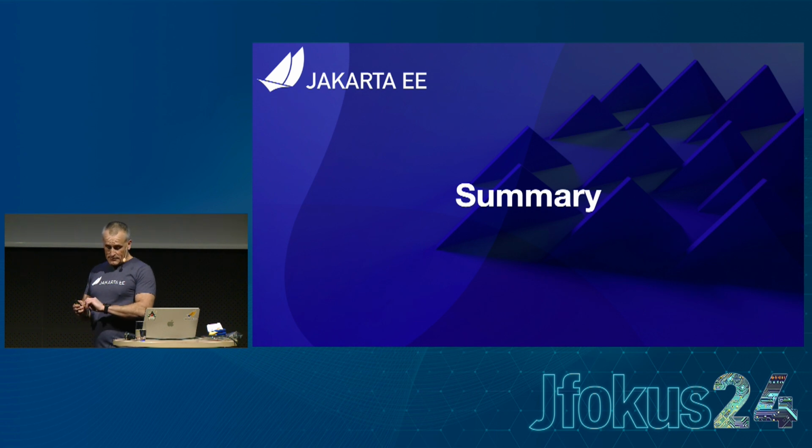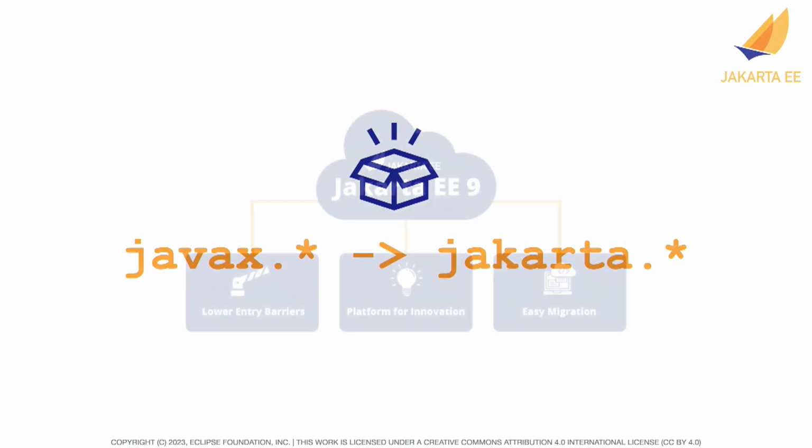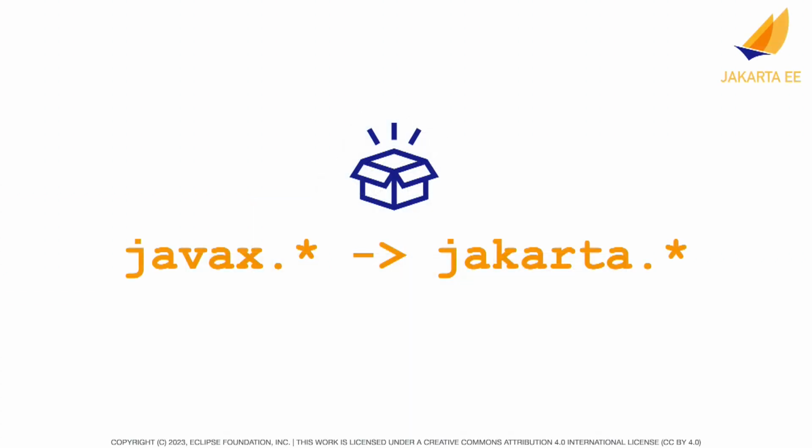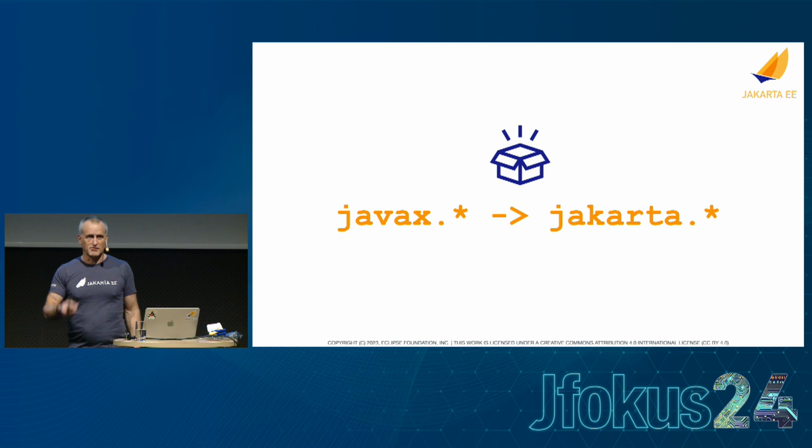So to sum up, Jakarta EE 9 brought us the namespace change. And the namespace change, is there anybody struggling with the namespace right now, or during the migration? Yes, one. We feel for you, but there is help.